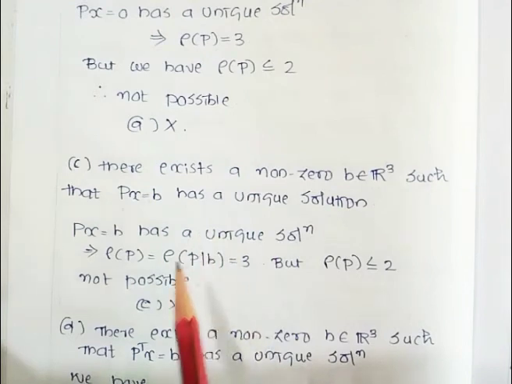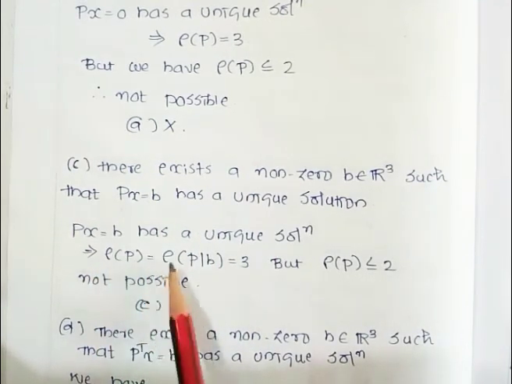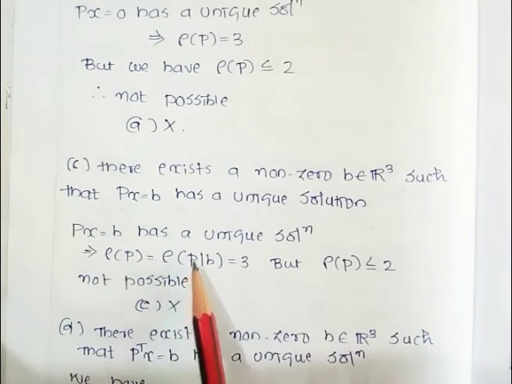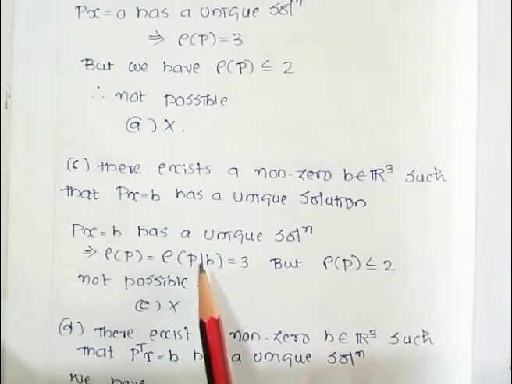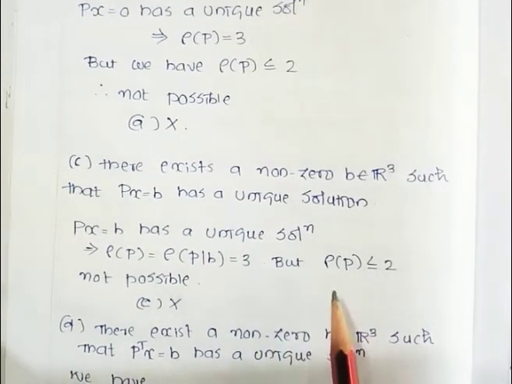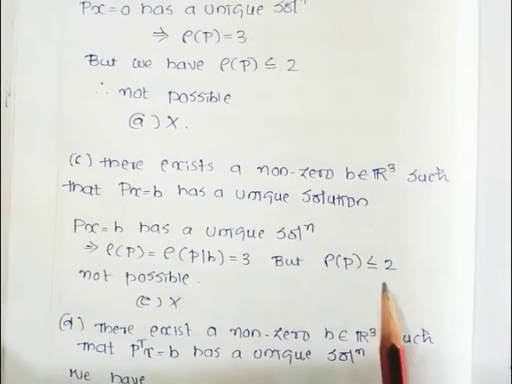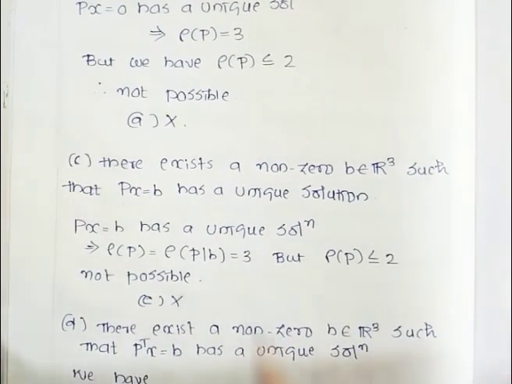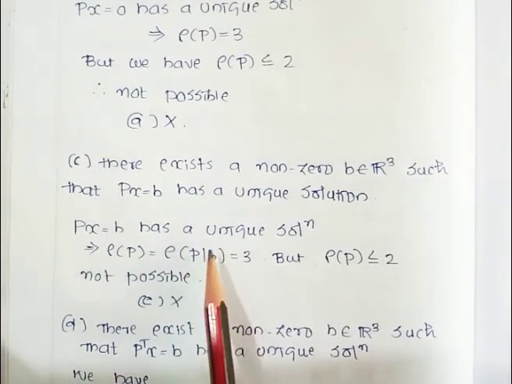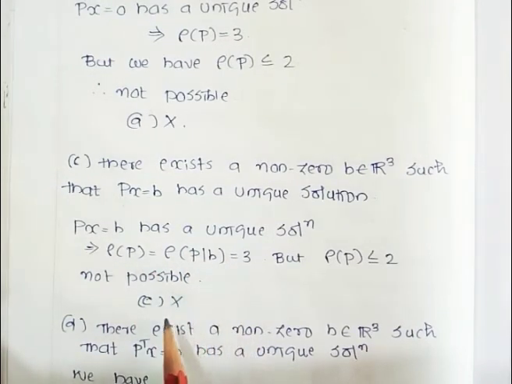Px is equal to B has a unique solution implies that rank of P is equal to rank of the augmented matrix P with B, which is equal to 3. But we have already computed that rank of P is less than or equal to 2. And if it has a unique solution, then rank of P is equal to 3, which is not possible. So our third option is also wrong.